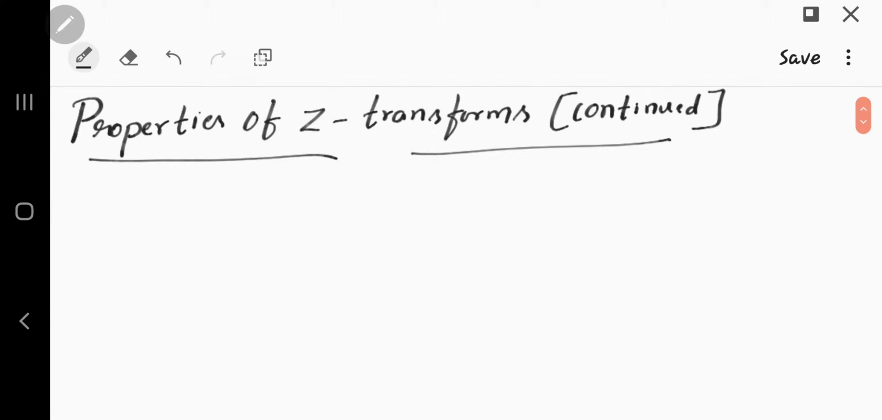Hello students. So in the previous video we took some properties of Z transforms. Now we'll continue in this video. We'll continue with the properties of Z transform, that is the remaining ones, and we'll take some examples on that. Okay. So the next property is convolution property.